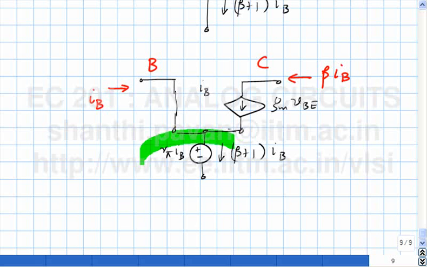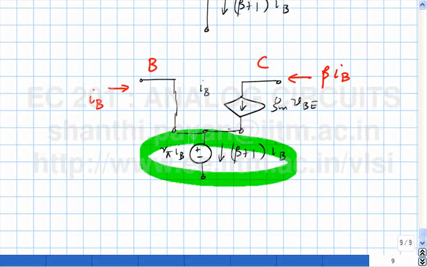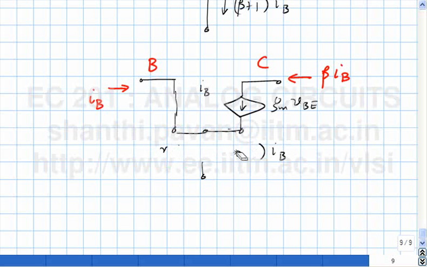Now can you stare at this and tell me what element this is equivalent to? The current in this branch is beta plus 1 times Ib. The voltage across the branch is R pi times Ib. So this should be equivalent to a resistor of value how much? R pi by beta plus 1. And what is R pi itself? It's beta times 1 over Gm. You understand?